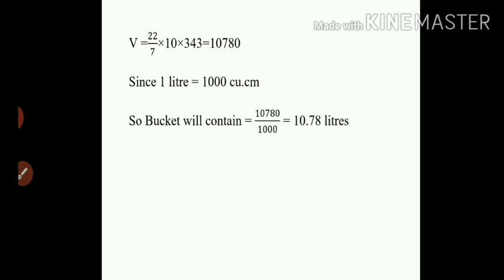Now you can directly get this answer without dividing it. You know, in the denominator we have 3 zeros. So in the numerator you can see the numbers. From the right hand side, you leave 3 numbers and put the decimal point, so it comes to 10.78 liters.